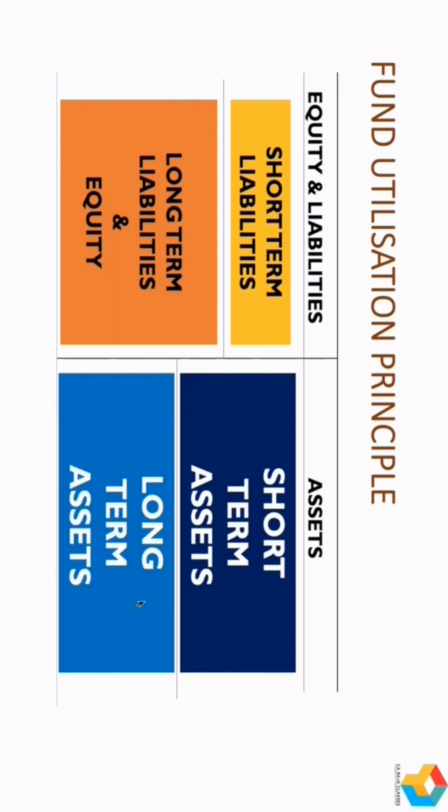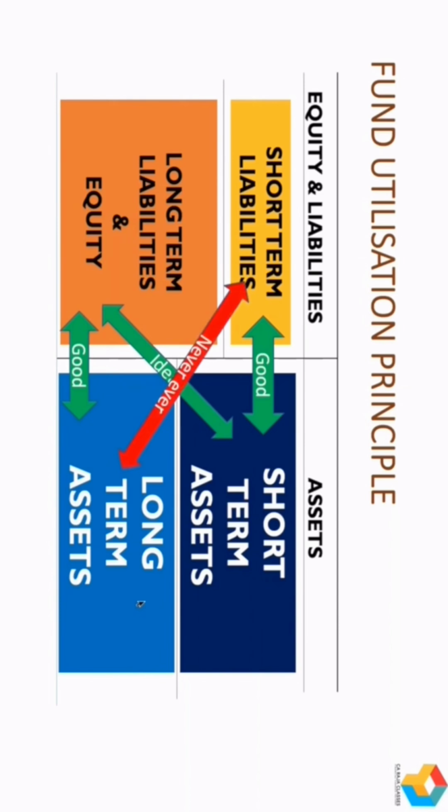Now comes the fund utilization principle. If you are raising short-term funds, you can use them for creating short-term assets. It is good. If you are raising long-term funds, you can use them for creating long-term assets. That is also good. If you are raising long-term funds, you can use a portion of long-term funds for creating short-term assets. That is considered ideal. But one thing that should never ever happen in any business is to use short-term funds for creating long-term assets. Never ever use short-term funds for creating long-term assets.